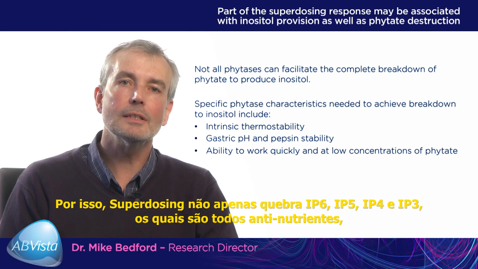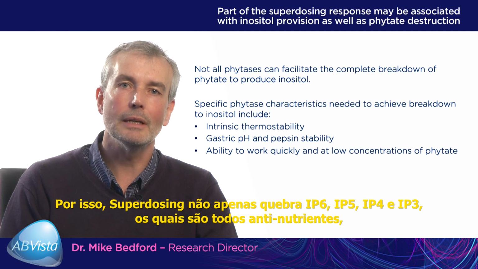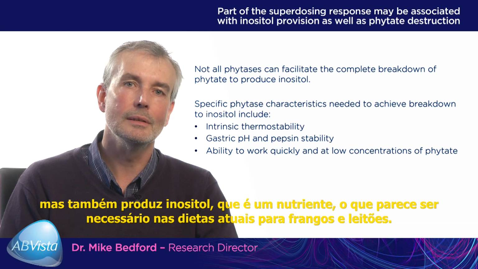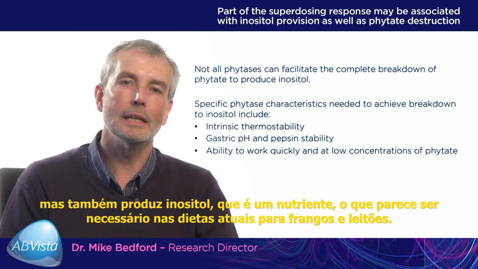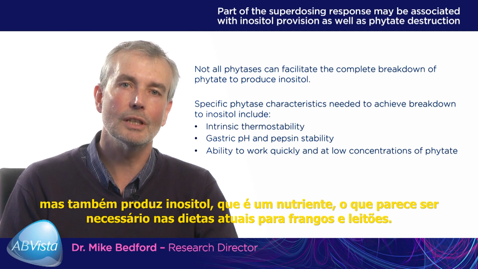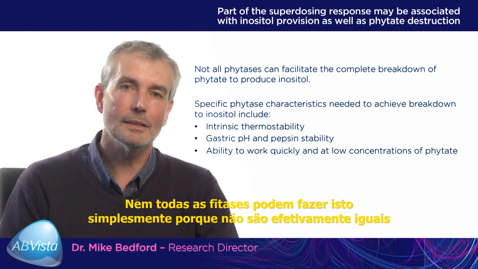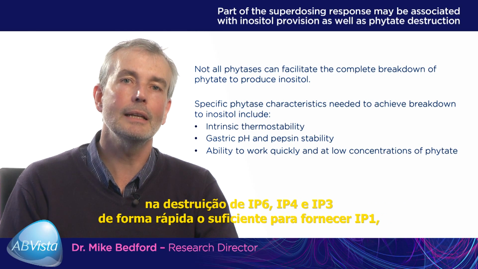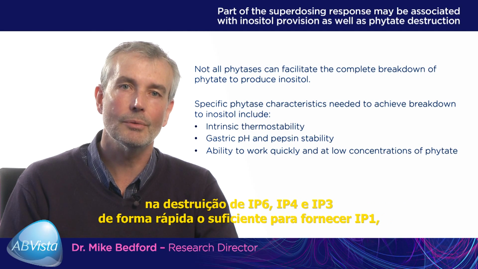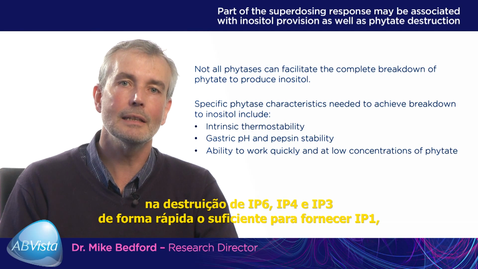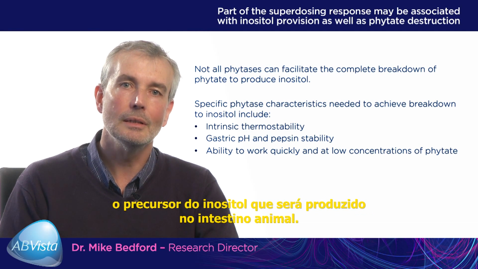So superdosing is not simply breaking down IP6, it's not simply breaking down IP4 and IP3, all of which are anti-nutrients. It's also producing inositol, which is a nutrient which appears to be required by the broiler chicken and by the piglet in modern day diets. Not all phytases can do this, simply because they are not as equally efficient at breaking down IP6, IP4 and IP3 rapidly enough to provide the IP1 so that the inositol can be produced by the animal in the gut.